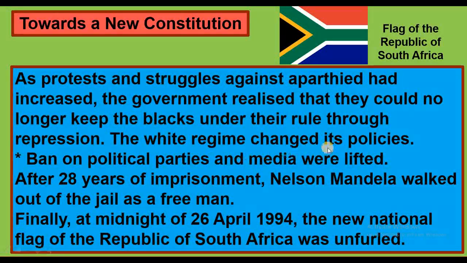The white regime changed its policies. They brought many changes in the existing policies and rules. They lifted the ban on political parties and media. After 28 years of imprisonment, Nelson Mandela walked out of jail as a free man. Finally, at midnight of 26th April 1994, a new national flag of the Republic of South Africa was unfurled. This is the flag of the Republic of South Africa.